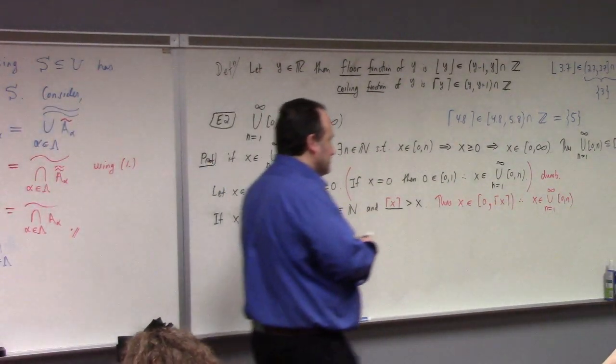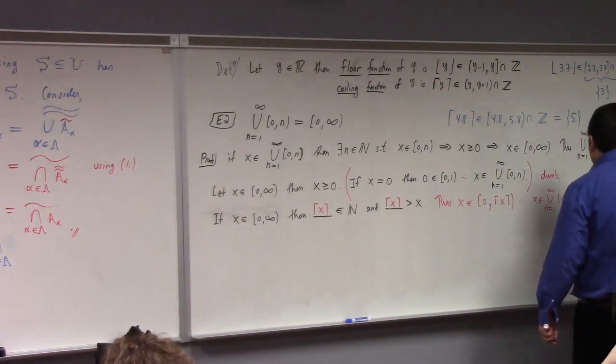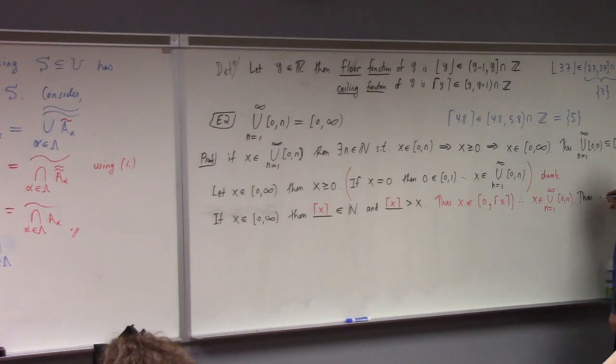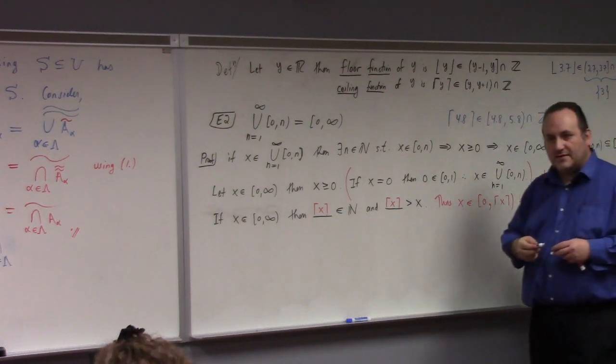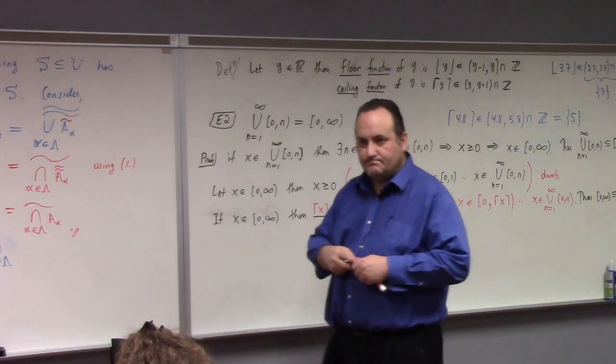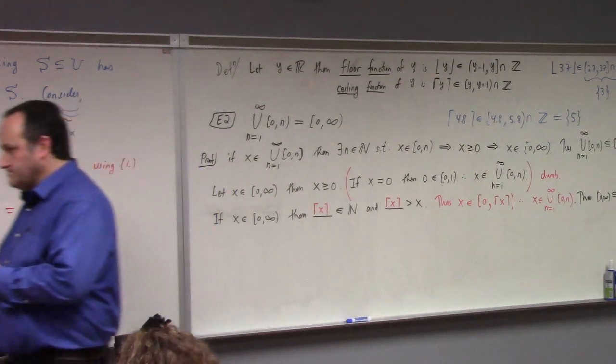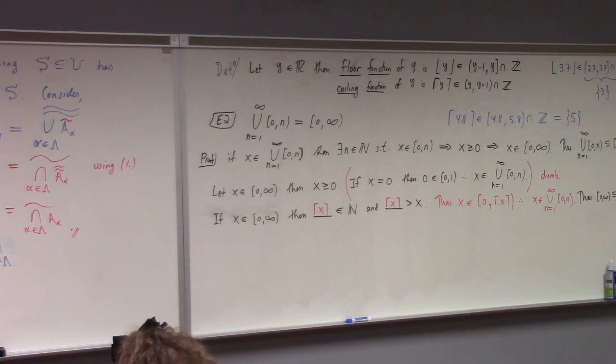So, thus, [0, infinity) is a subset of the union from n equals 1 to infinity of [0, n]. Hence, by double containment, we're done. All right?